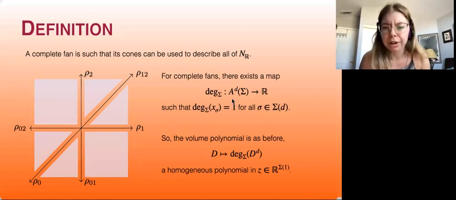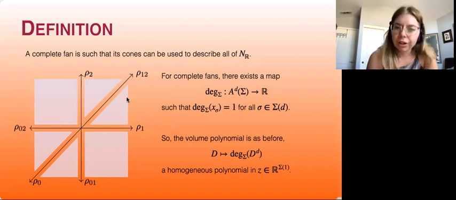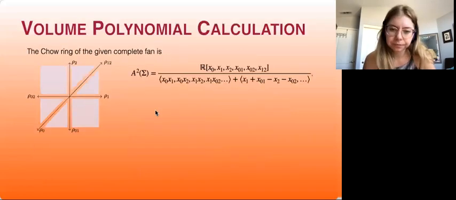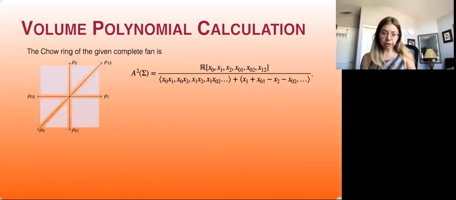And maybe we can also convince ourselves of that if we try to check the balancing condition here. I can take away this ray and these cones will still contain that. Let's calculate the volume polynomial for this fan.